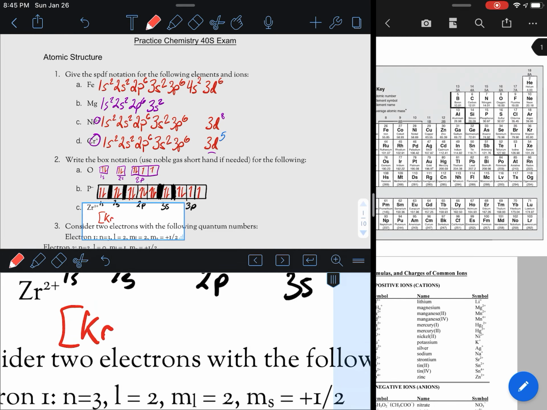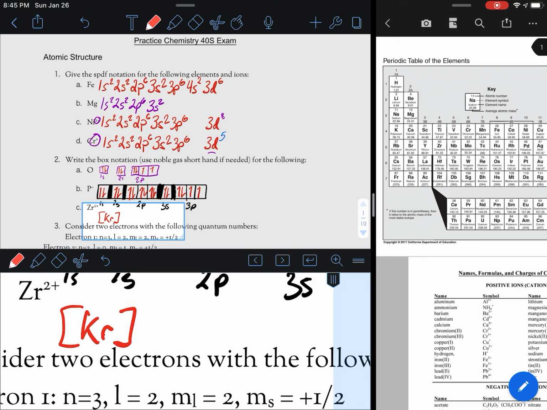So I'm going to do the quick notation. That's krypton for the row 4 noble gas. And then I'm just going to focus on row 5 orbitals. So row 5 orbitals is the 5s and the 4d orbital. Those are the two I need to draw out.